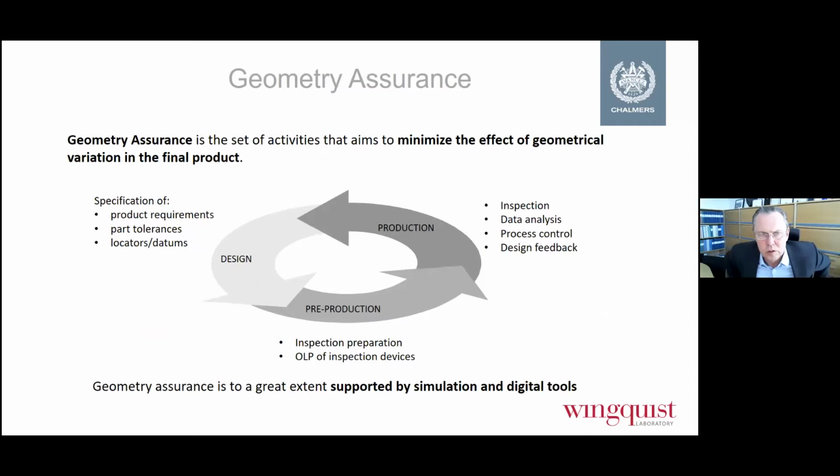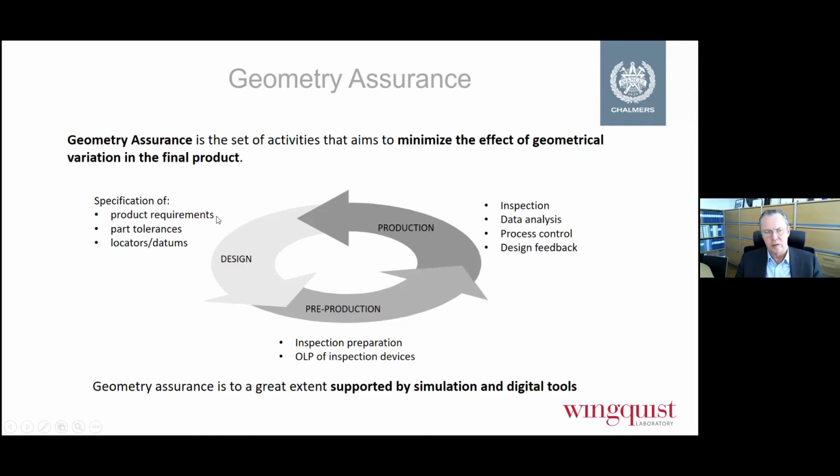So we also use the word geometry assurance to describe the set of activities that together aim to minimize the effect of geometrical variation in the final product. So it's not only one action, it's a set of activities. But of course, in early design phases, we have a specification of the product.